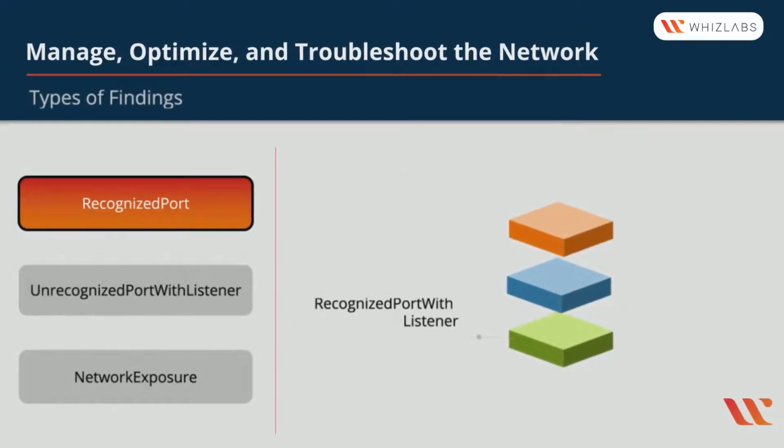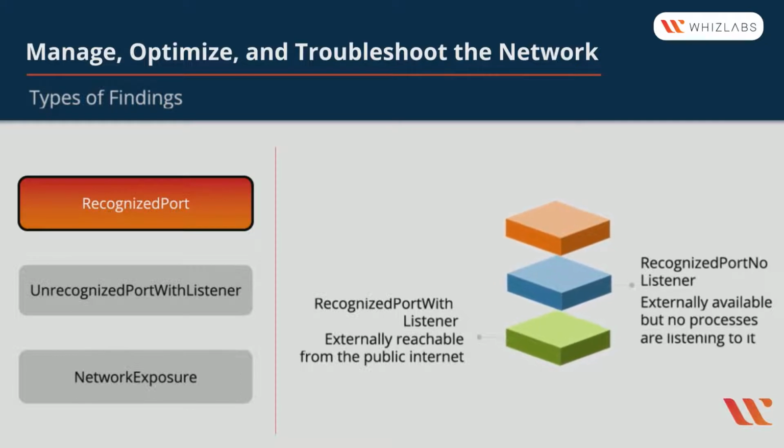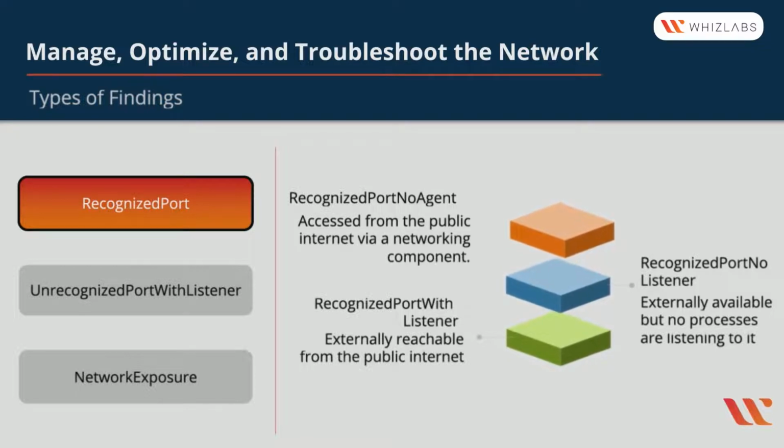Recognized port with listener. Through a specialized networking component, a recognized port is externally reachable from the public internet and a process is listening on the port. Recognized port no listener. A port is externally available from the public internet via a networking component, but no processes are listening to it. Recognized port no agent. A port can be accessed from the public internet via a networking component. Without installing an agent on the target instance, it is impossible to tell if a process is listening on the port or not.